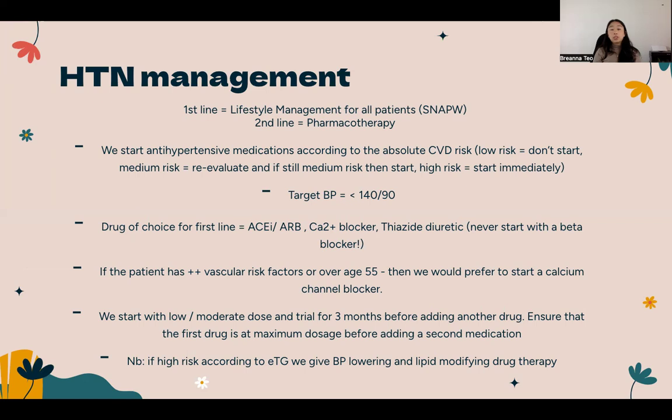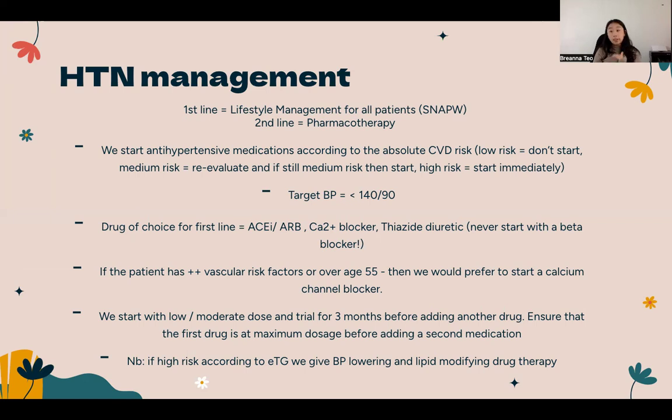The target blood pressure is below 140/90. So often the drug for first line treatment is an ACE or an ARB, a calcium channel blocker or a thiazide diuretic, but we never start with a beta blocker, which is important to know. In particular, we would start the patient on a calcium channel blocker as first line if they have lots of vascular risk factors or if they're over the age of 55 in particular.